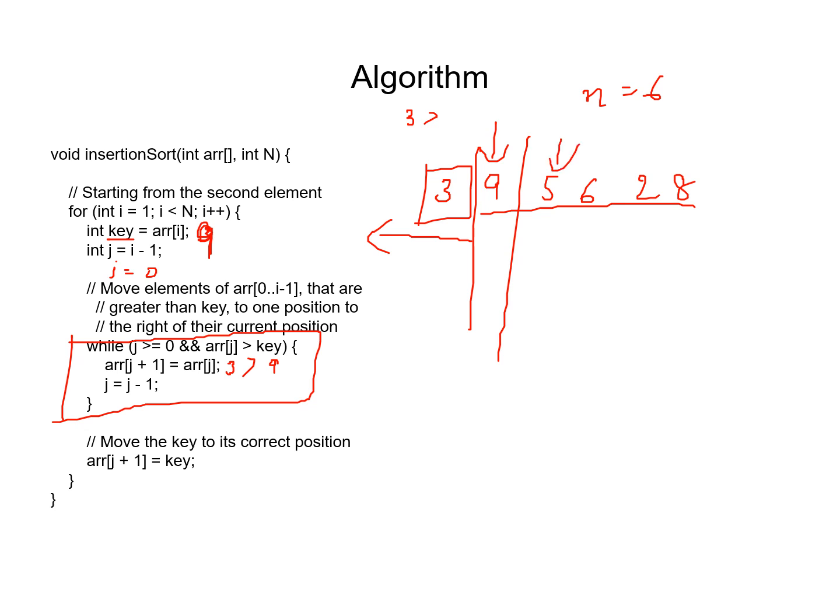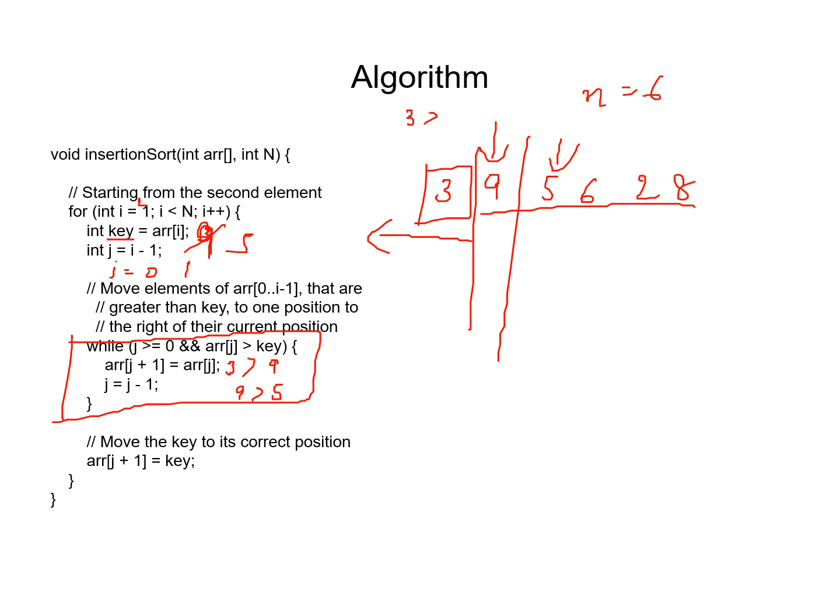Now coming to the 5, right? So in this case, the value of i will be incremented by 1. So now the value of i is 2, right? So array 2 is 5. Now the value of j equals i minus 1, that is 1. So j greater than or equal to 0, that is true. Array of j, that is array of 1, is 9. Is 9 greater than key? So in key 5 is present right now because I just want to shift 5.